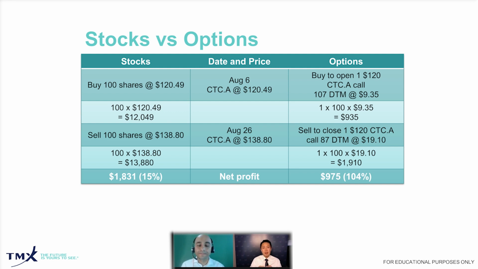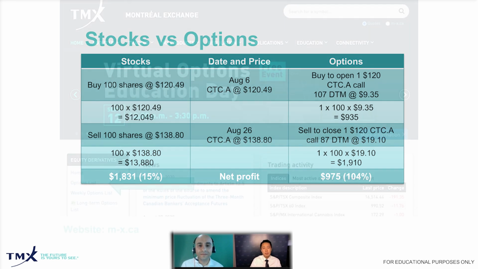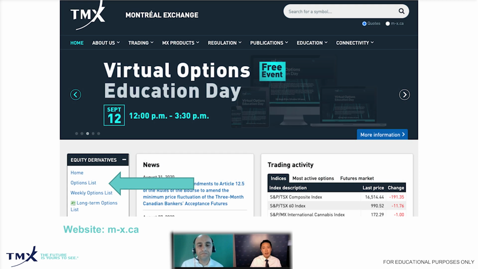Yeah, that's a good question, Ryan. The answer is no. Not all stocks or ETFs have options. And the reason is because at the exchange, we look at liquidity and trading volume on the underlying before that stock or ETF is going to have options on them. For those who want to find out the entire list of companies that have options, you can visit our website, which is m-x.ca, and simply go over to the option list, and you're going to get the entire list of securities that have options.